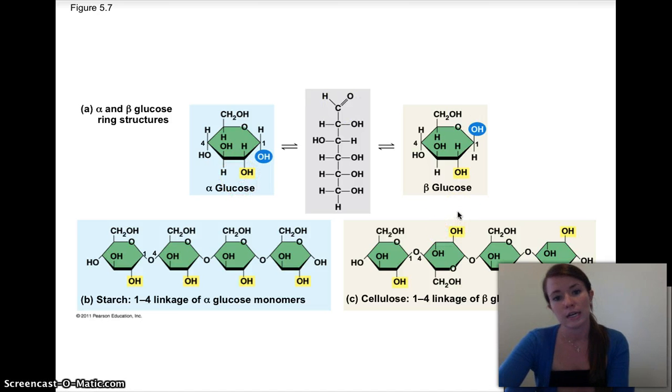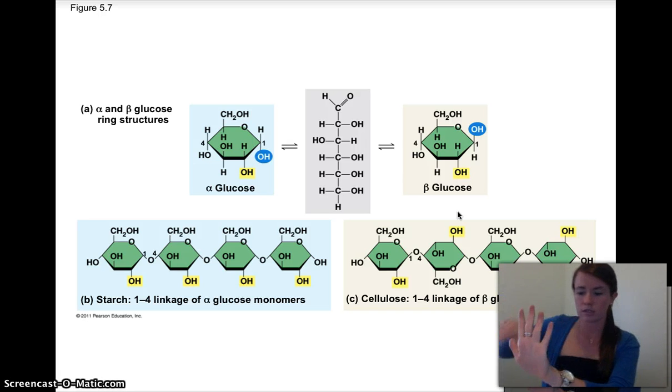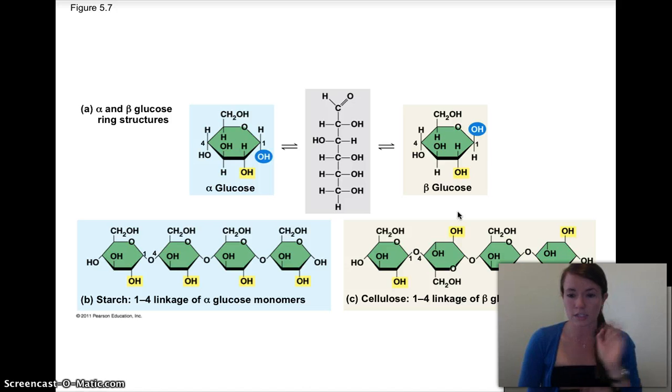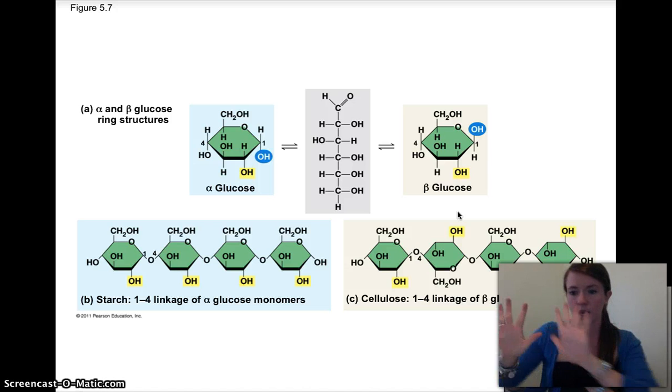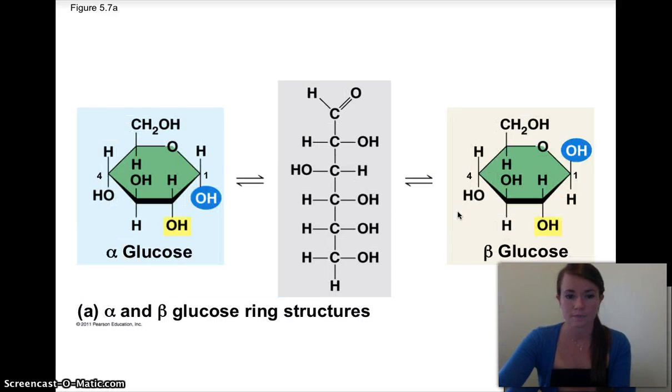So beta glucose leads to cellulose, where the glucose units alternate orientation, whereas starch has all the glucose units facing the same way. So they're flipped next to each other in cellulose.